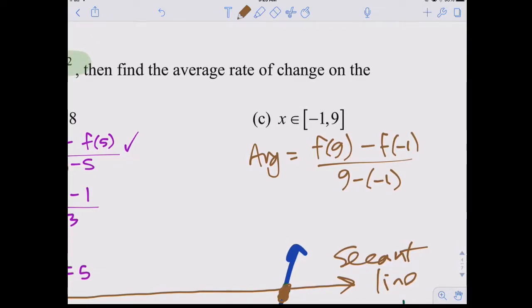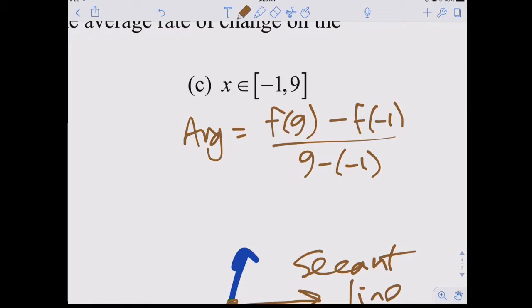You're going to answer? 0 over 10? What is 0 divided by any non-zero number? 0. Yeah, 0 over 0 doesn't work, but 0 over any non-zero number is 0. So y'all should get 0. Did y'all show this? f of 9 minus f of negative 1 over 9 minus negative 1? Now, if it is 9 minus negative 1 and you want, you can just call that 9 plus 1, and that would still be considered a difference quotient. Okay?